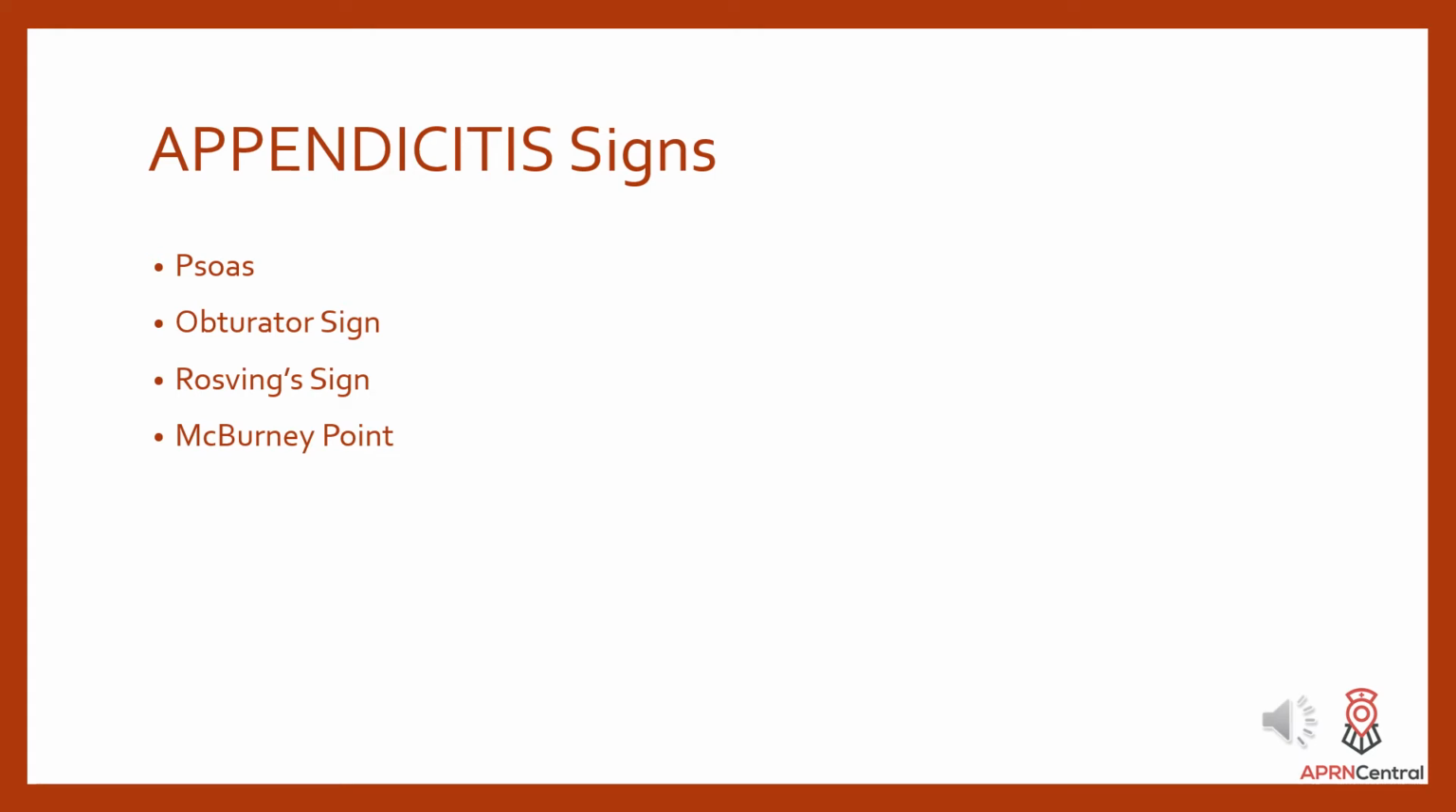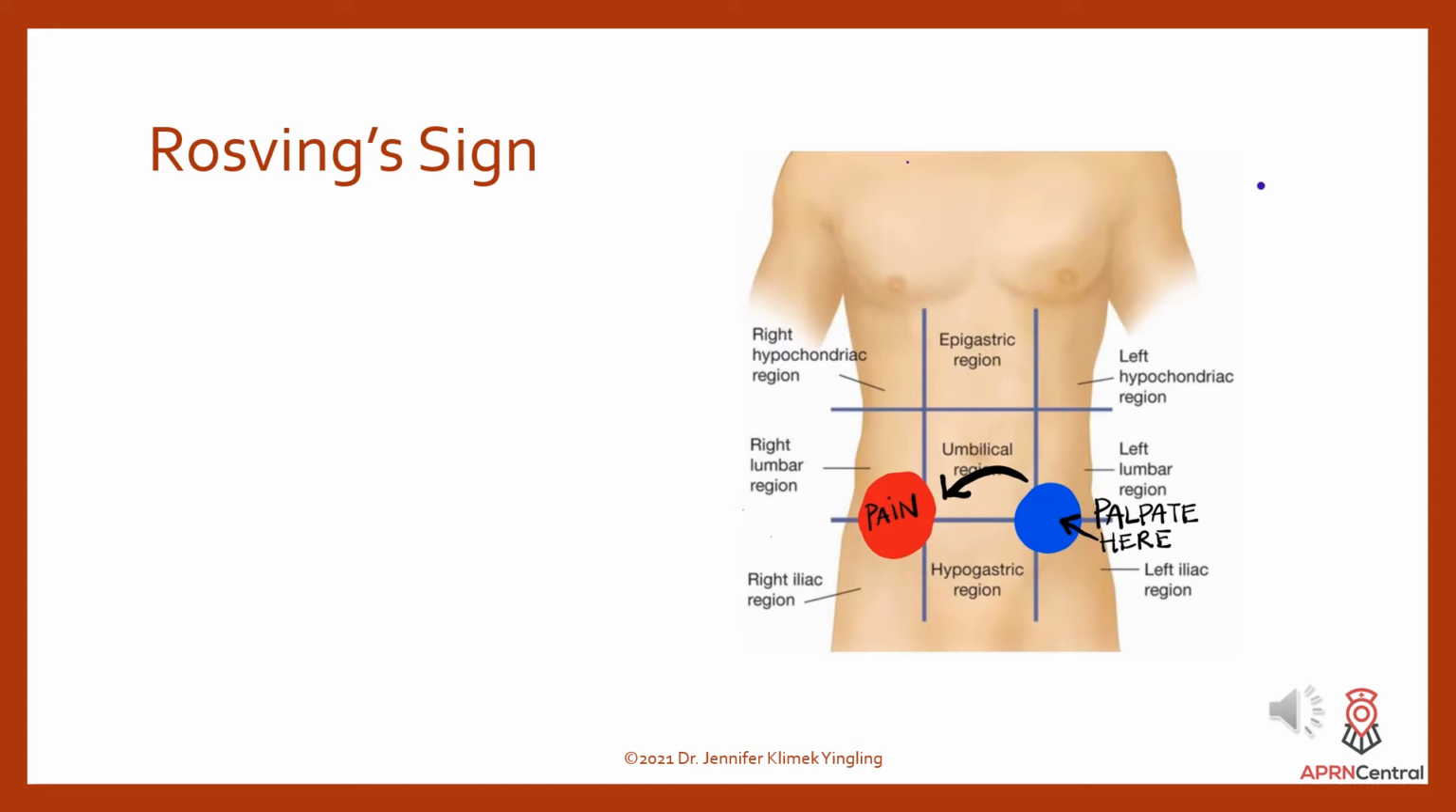to the right lower quadrant. Rovsing sign is when you palpate on the left lower quadrant, the patient's going to tell you they have pain in the right lower quadrant. And McBurney's point is important for you to understand, because with appendicitis, this is the area where it lies. And this is the area between the superior iliac crest and the umbilicus in the right lower quadrant. So Rovsing sign, you're going to palpate left lower quadrant, and you're going to have pain to the right lower quadrant.